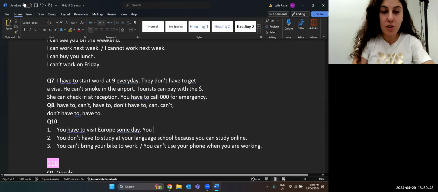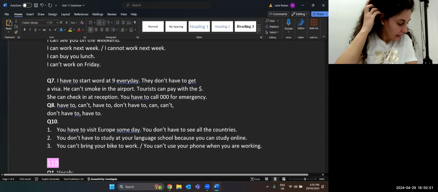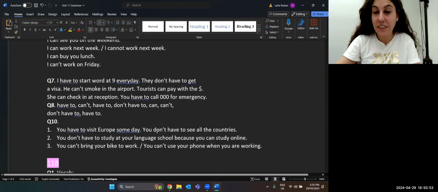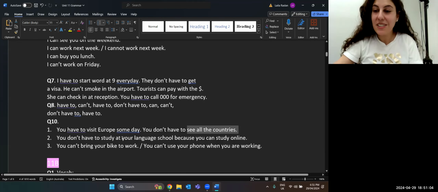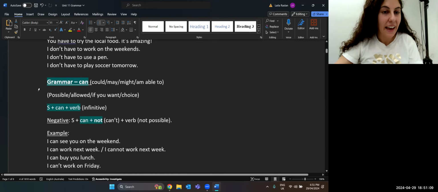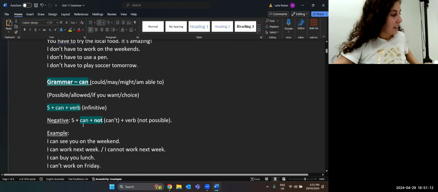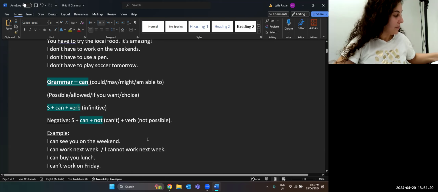Maybe as a negative, you don't have to see all the countries in Europe. You don't have to have a visa for a certain country. Maybe you don't have to have a visa for Paris. Okay, so you could see how we used have to and how we used can to talk about planning a trip. But how about if we are on a holiday?